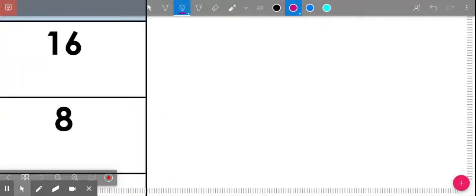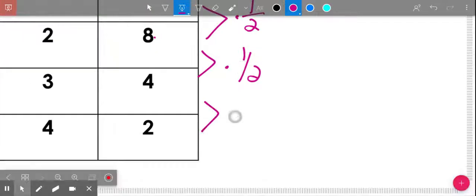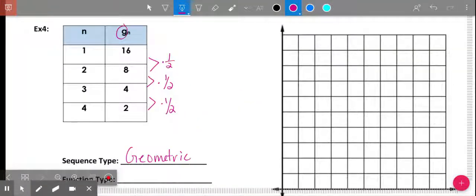Well, what can I multiply 16 by to get to 8? Geometric means I have to multiply, so it's getting smaller. Anytime my numbers are getting smaller, then I'm actually going to multiply by a fraction. So 16 to get to 8, we're going to multiply by 1/2. 8 to 4, 1/2, and 4 to 2, 1/2. Okay, so I'm multiplying by 1/2 each time.